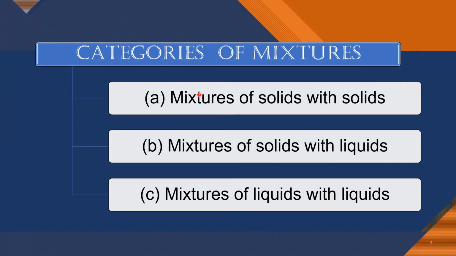Students, as you know, there are three categories of mixtures: mixtures of solids with solids, mixtures of solids with liquids, and mixtures of liquids with liquids. In the previous sessions, we had learned the methods of separating the mixtures of solids with solids and mixtures of solids with liquids. In today's session, we will learn the methods of separating the components of mixtures of liquids with liquids.